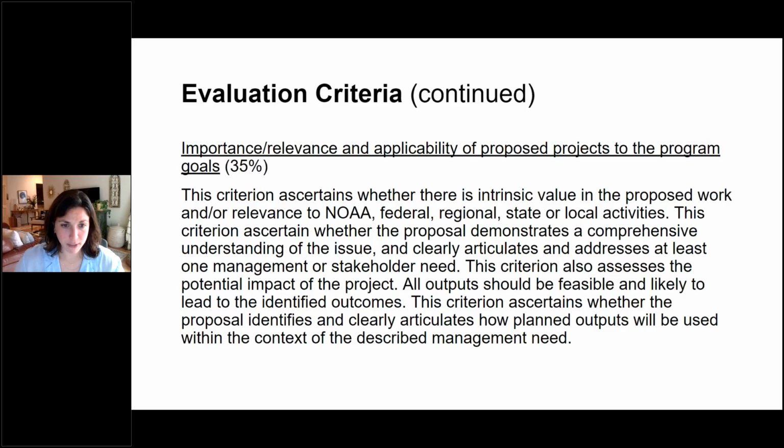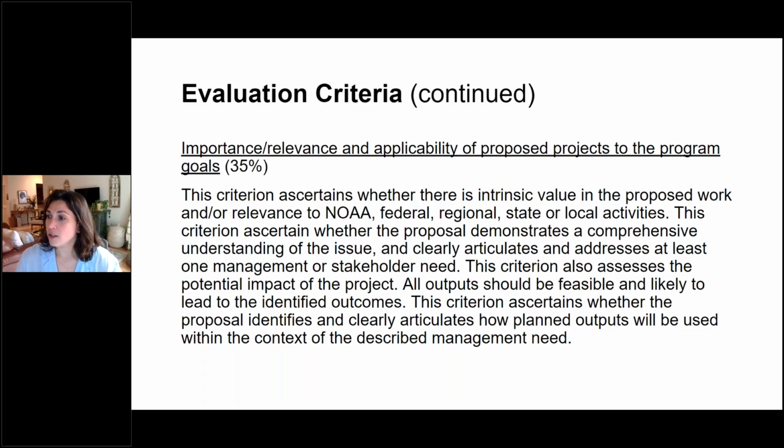So let's delve into the first one. Importance and relevance and applicability of proposed projects to the program goals. This criterion looks at whether there is intrinsic value in the proposed work and/or relevance to NOAA, federal, regional, state, or local activities. This criterion ascertains whether the proposal demonstrates a comprehensive understanding of the issue and clearly articulates and addresses at least one management or stakeholder need.